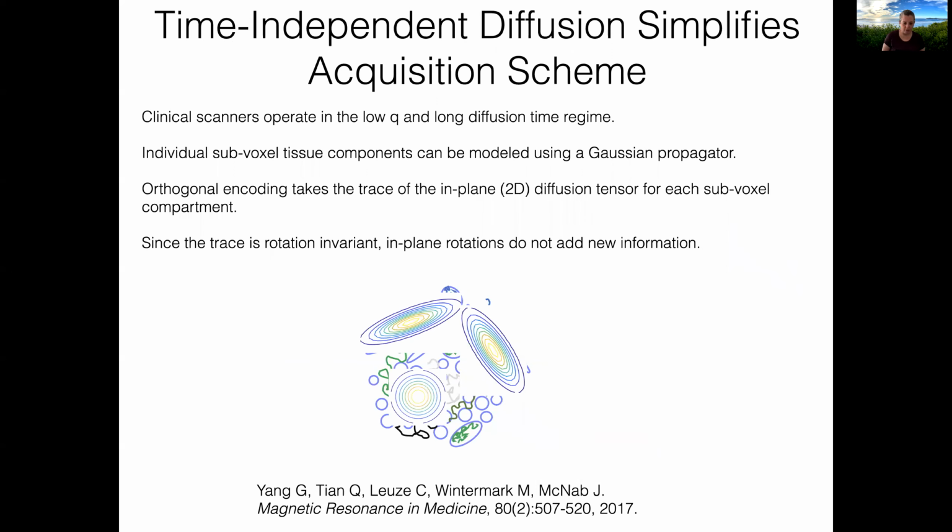And the key realization here was that clinical scanners operate in the low q, long diffusion time regime, again, because of those limited gradient strengths. And that means that individual subvoxel tissue components can be modeled using a Gaussian propagator. Orthogonal encoding takes the trace of the in-plane diffusion tensor for each subvoxel compartment. And since that trace is rotation invariant, the in-plane rotations probably weren't adding a lot of information in this case.